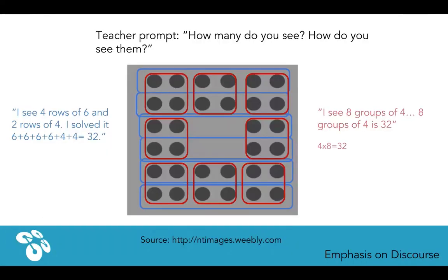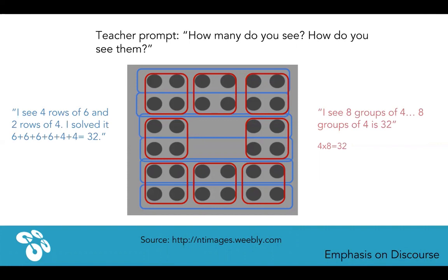Emphasis on discourse. We want to encourage students to share their mathematical ideas with one another and become fluent in the language of math. Much of being an expert at math is being able to communicate your ideas cleanly and creatively. This can be achieved a number of ways. Math talks are a crucial part of an effective math classroom.